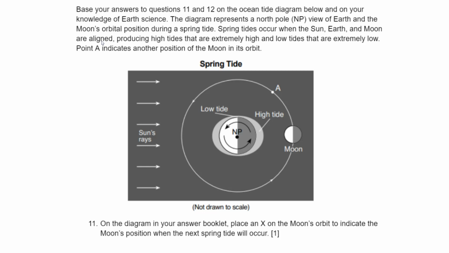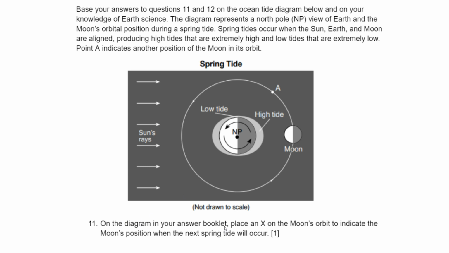Let's get started. It says base your answers to questions 11 and 12 on the ocean tide diagram below and on your knowledge of Earth science. The diagram represents a North Pole view of Earth and the moon's orbital position during a spring tide. Spring tides occur when the sun, Earth, and moon are aligned, producing high tides that are extremely high and low tides that are extremely low. Point A indicates another position of the moon in its orbit.